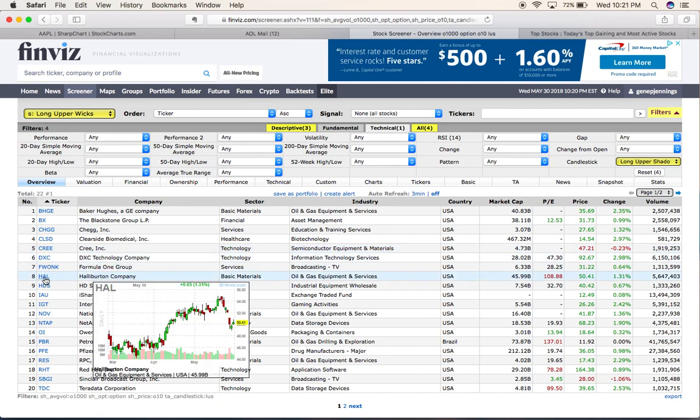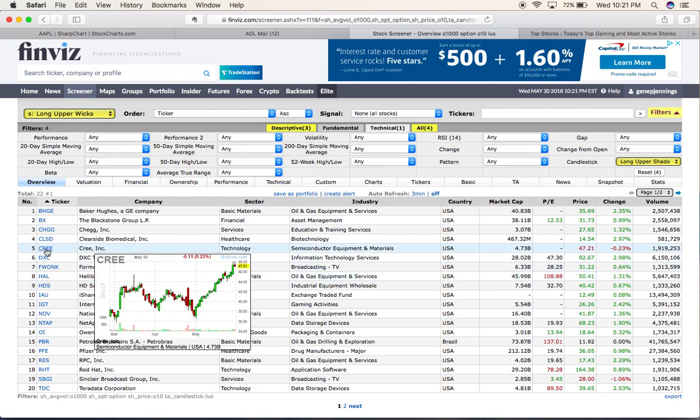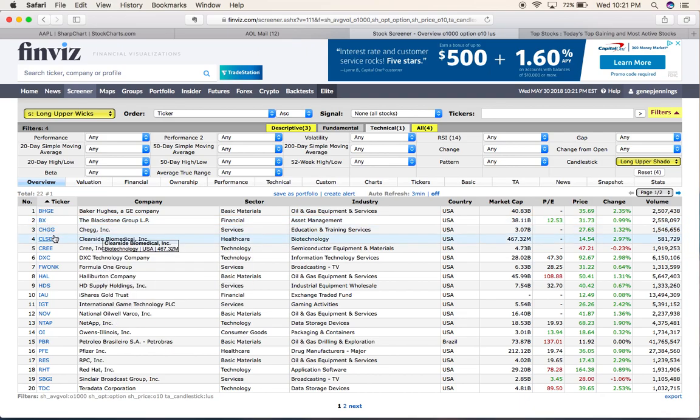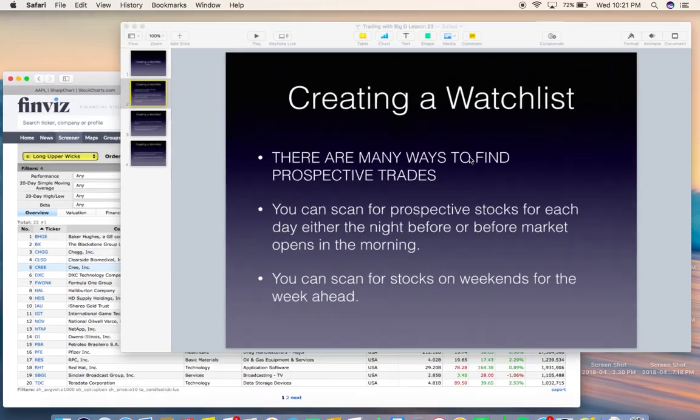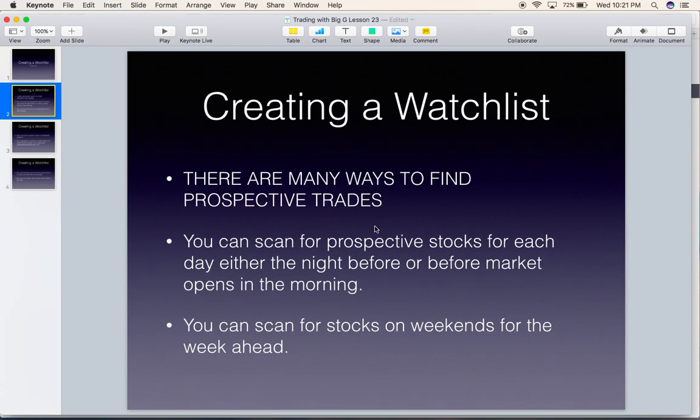If you've played around with FinViz, these things don't pop up all the time. There's Halliburton with a long upper wick, Cree, all these different ones. So you can scan for prospective stocks every night for the next day or the morning before, and there are lots of different ways to do that.